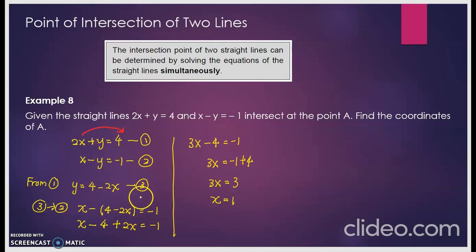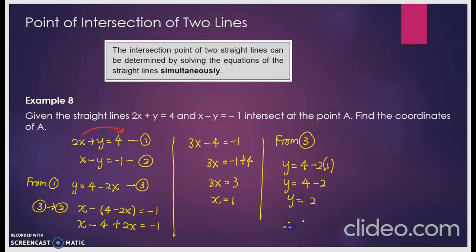We try to find the value of y. So you can substitute in equation 1, 2, or 3. But I choose equation 3. From equation 3, y is equals to 4 minus 2, where my x is 1. So y is equals to 4 minus 2, which is y is equals to 2. Therefore, my coordinate of point A will be 1 and 2. So, if you want to find the point of intersection, we will solve the straight line by using simultaneous equation.